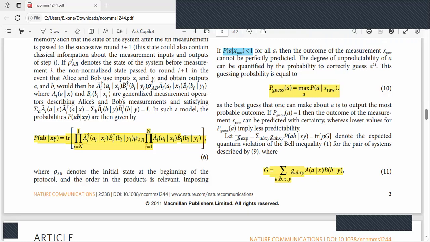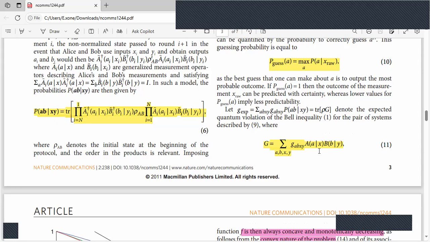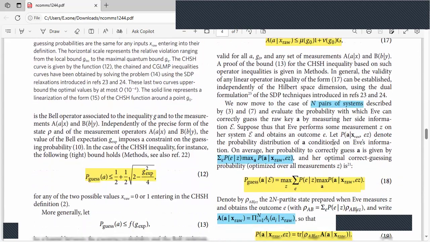The expected Bell inequality is given as this, and it is directly related to the probability distribution that Alice and Bob get in the form of their outcomes. In quantum mechanics it can be written as an inner product between the given density matrix and an operator, and this operator is the Bell operator given in equation 11. Here A and B are measurement operators that depend upon the inputs X and Y. It has been seen that the guessing probability is bounded by some Bell inequality, and it has this form.